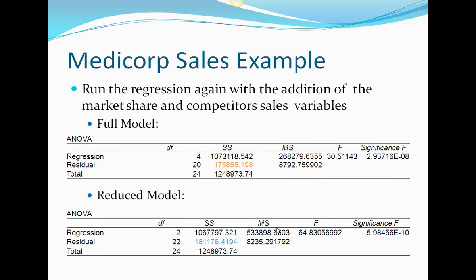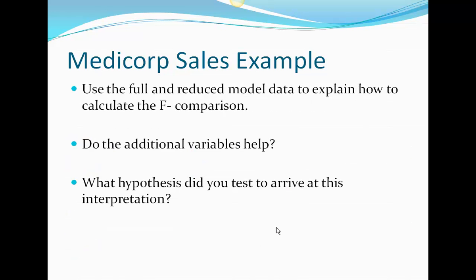So I'm showing you on the ANOVA table where to get SSE for your full model and your reduced model, and then use the full and reduced model data to explain and calculate the F comparison.